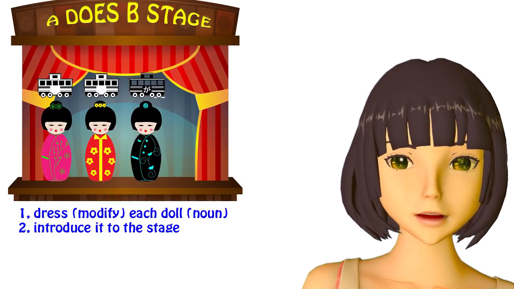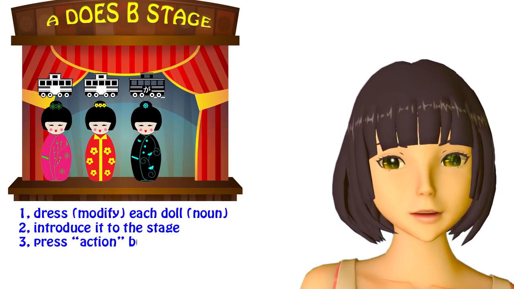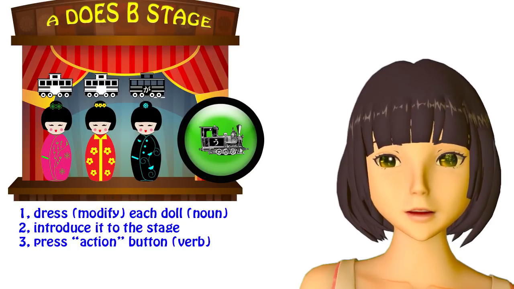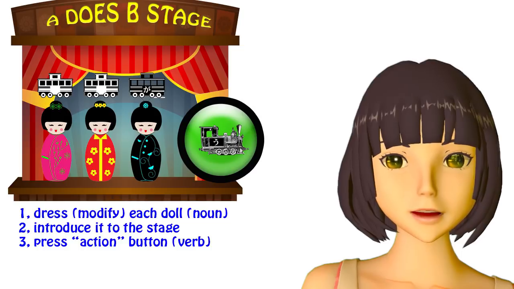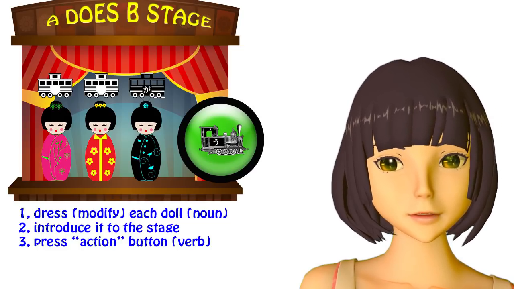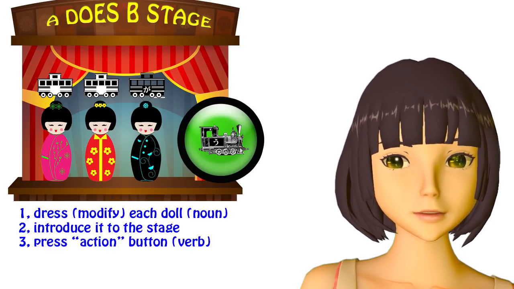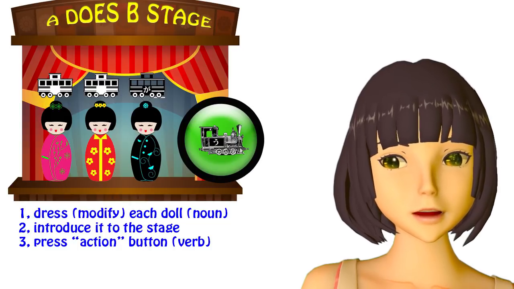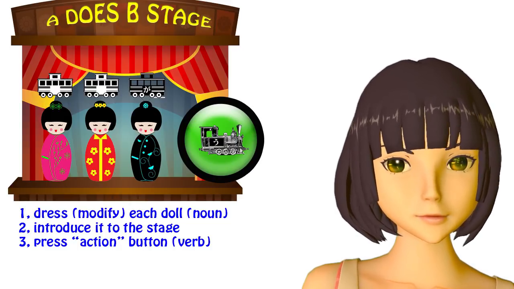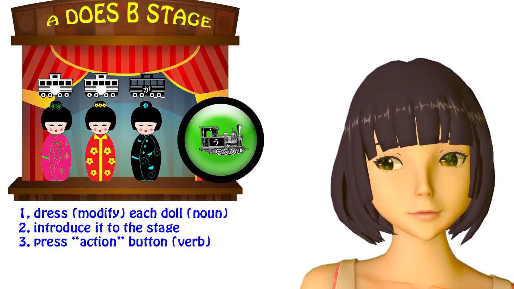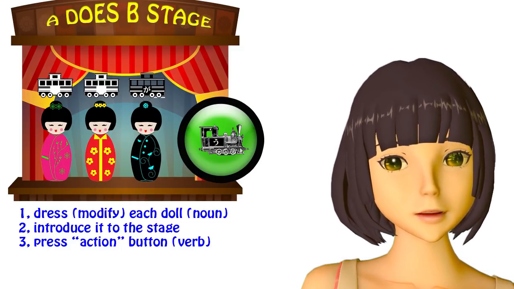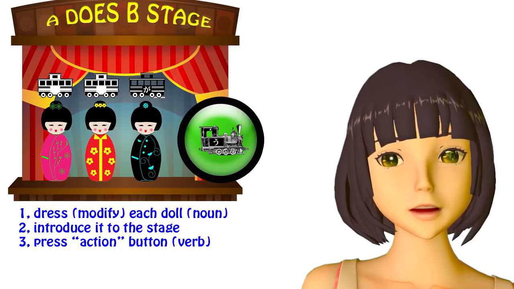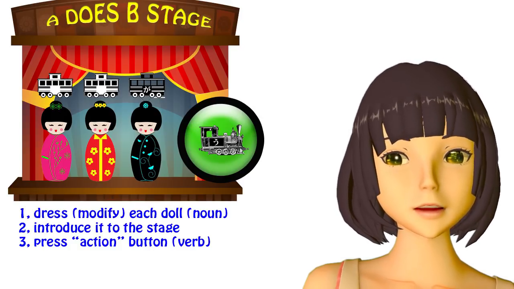And finally, we put on the action button, the verb, and we always press the action button last. So this is the order of Japanese sentences. First of all, the information about the actors, then the actors themselves. And if there's more than one actor, we put its information first, and then the actor.